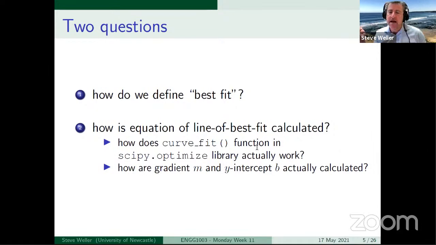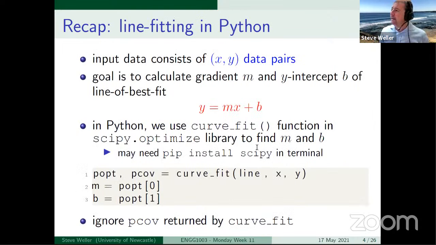Now, we know that the curve fit function does the work for us. If we're tasked to compute the line of best fit, those three lines of code that you see there on slide 4 will do it for you. Call the curve fit function, extract out the parameters from the array that's returned. All good.